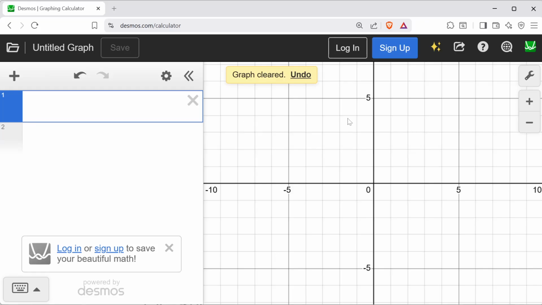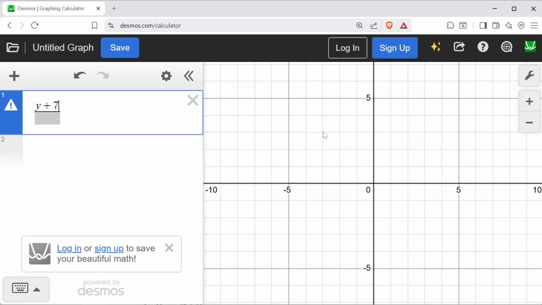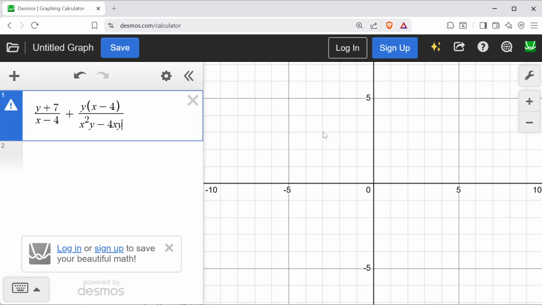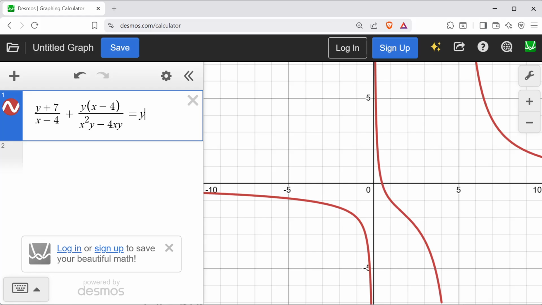So I'm going to put my parenthesis, y plus 7, and notice it says x is not equal to 4. Well, that would make this denominator 0, and you can't have 0 as a denominator. Plus y times x minus 4 divided by x squared y minus 4xy. And then notice it's got an error here. What does it say? Try adding an equal sign. Okay, equals. I'm just going to put equals y. If I put equals y or equals 0, it gives me something, and then I can compare it to the other equations.